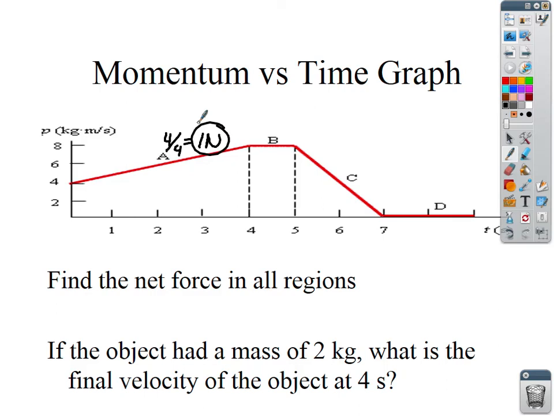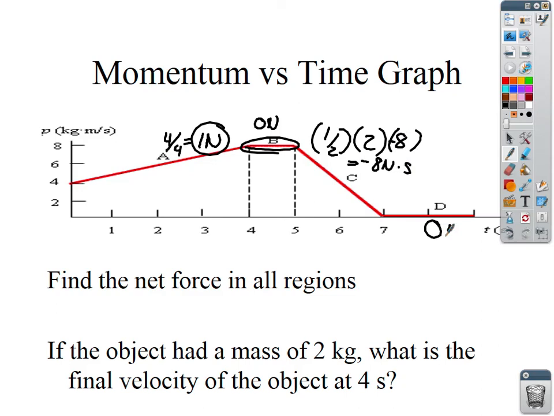During this time, it's a 0 slope, so 0 Newtons. It still has momentum, but it's not changing anymore. If there's no force being applied, time can keep on moving, but the momentum does not change. This one's going back down, so this would be 1/2 times 2 times going down 8. So this would be -8 Newton seconds, and then D would be again 0 Newton seconds.